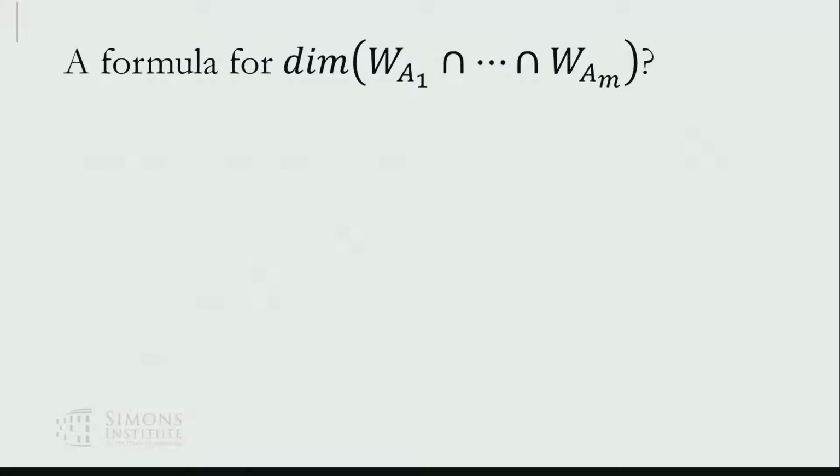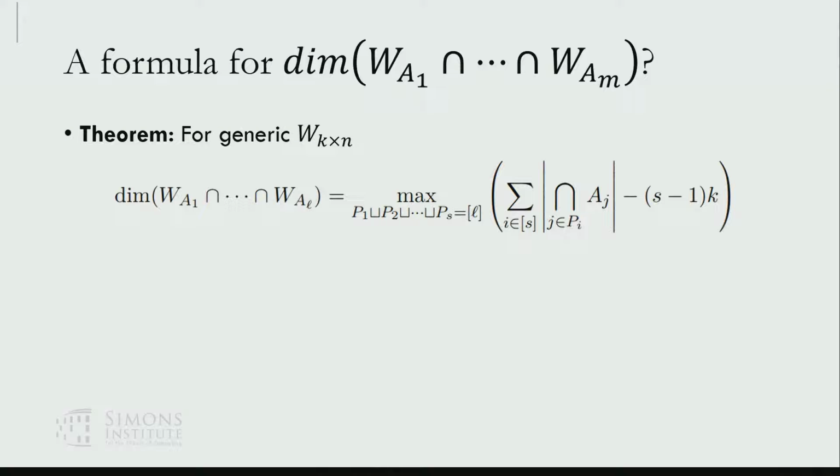And finally, we figured out a really nice formula. So inclusion-exclusion breaks, but there is a way to still compute it explicitly, and this is the formula. So you partition your sets into L sets. So you look at all partitions, and then you compute the intersection of sets in each part. You sum them up, and you subtract some correction term. You take the max over all partitions, and that gives you the correct dimension.